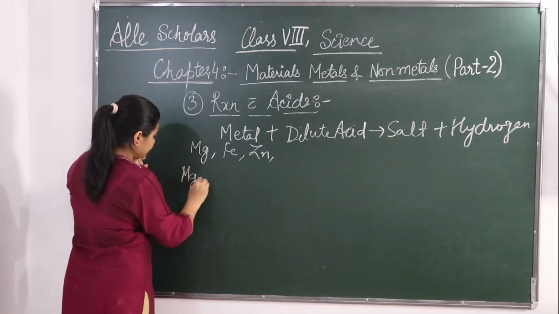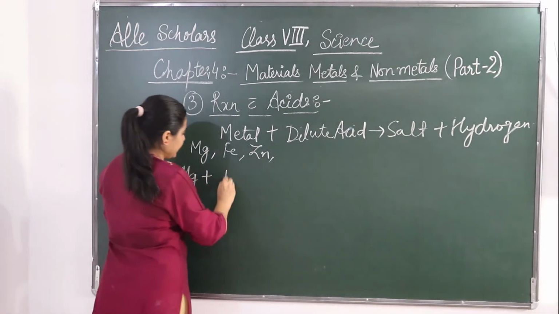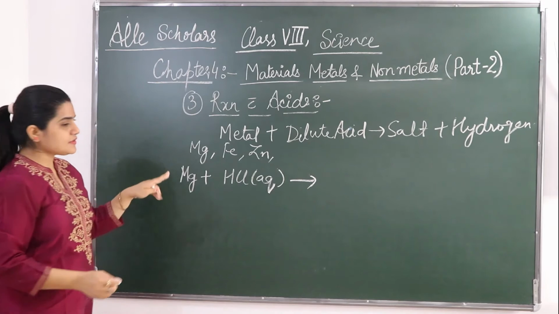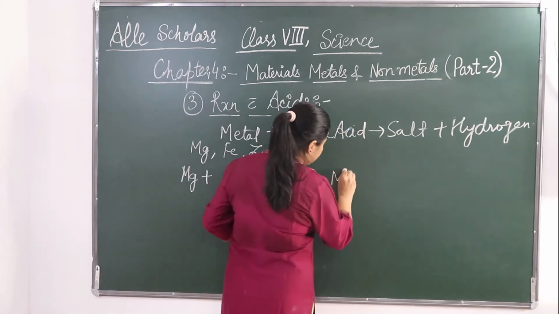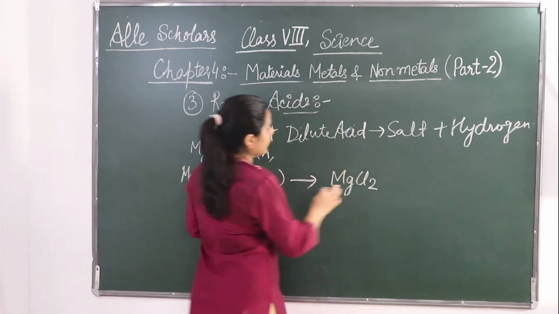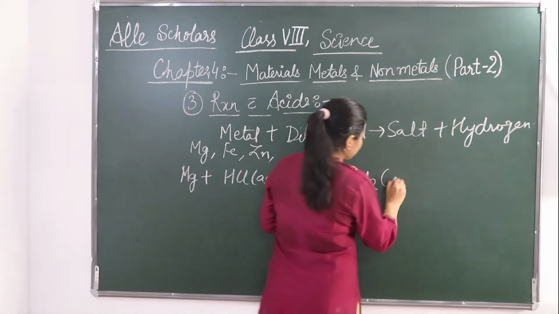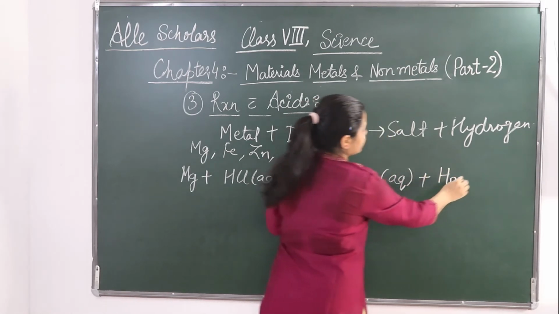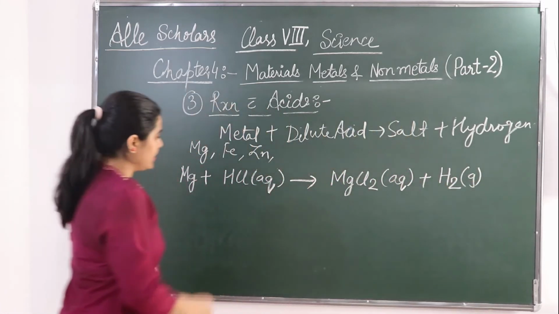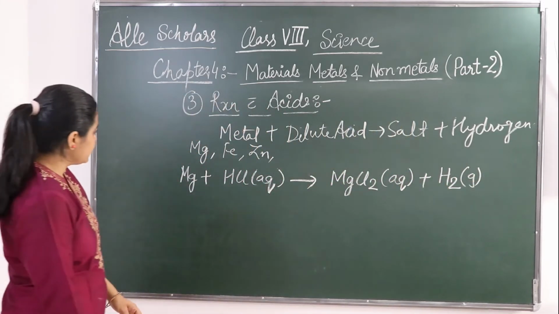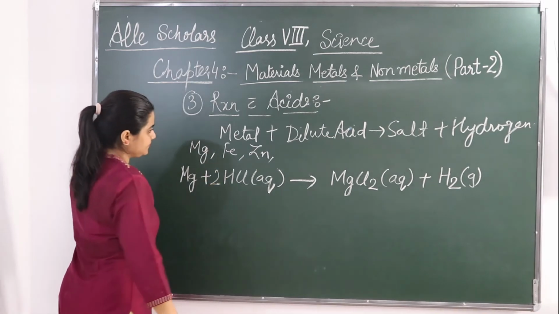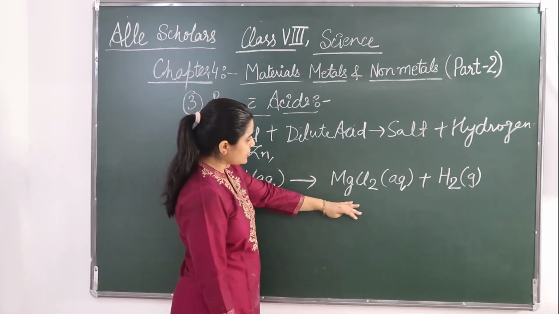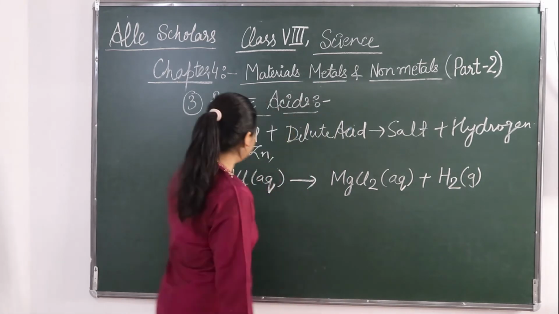So for magnesium, in acid we take hydrochloric acid. So it gives magnesium chloride, MgCl2. It is a salt. Salt is always written with Aq, that is, it is in aqueous form. Plus hydrogen gas is released. Okay, so let's balance the reaction. Magnesium and hydrochloric acid give magnesium chloride, and hydrogen gas is released.